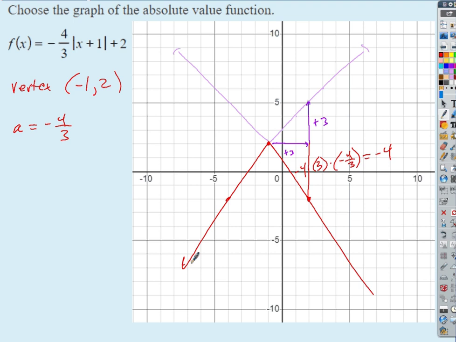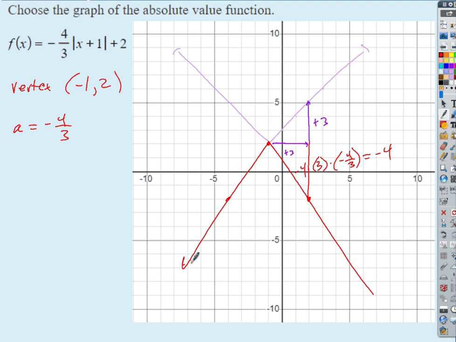Okay, so we know that I'm going to multiply. I want to pick a normal parent graph vertical distance that's going to be compatible with this number that I can multiply by 4/3. Well, that would be 3, wouldn't it? So ask yourself, I want to multiply the vertical distance 3 by negative 4/3 to get negative 4, right?